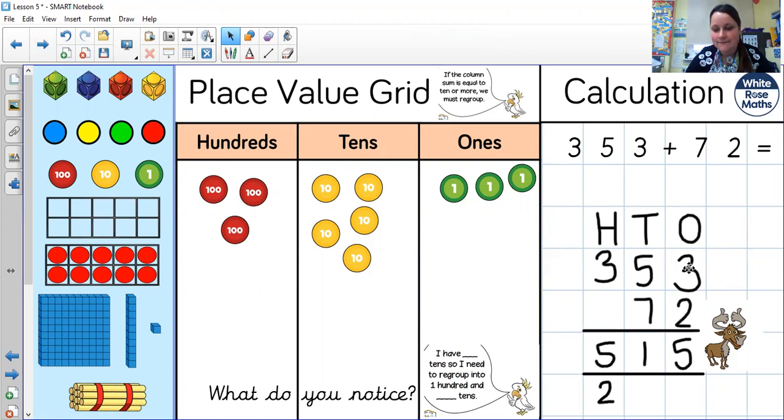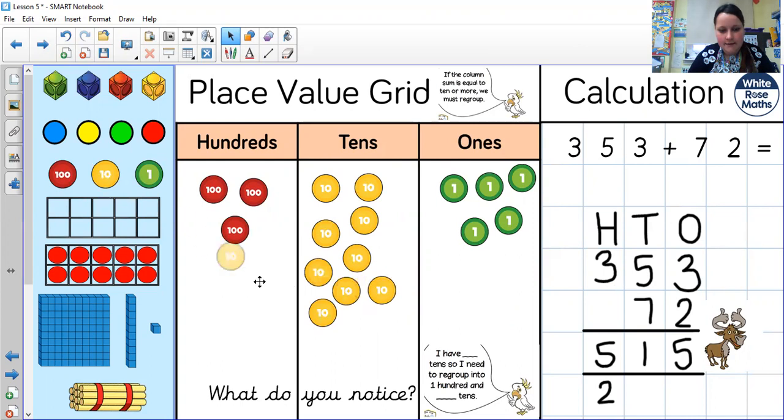So let's add our ones first. 3 ones add 2 ones. So that does equal 5 ones. So Colin's got off to a really good start. Well done, Colin. 5 ones. Now we're going to add our tens. 5 tens and I'm going to add 7 tens. So 70. 10, 20, 30, 40, 50, 60, 70.